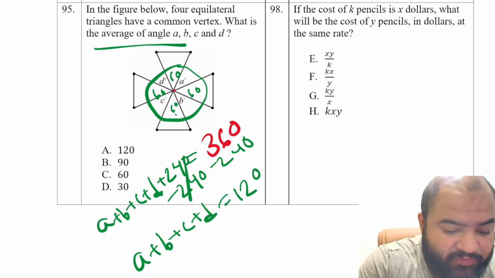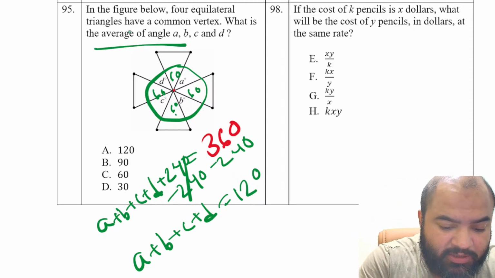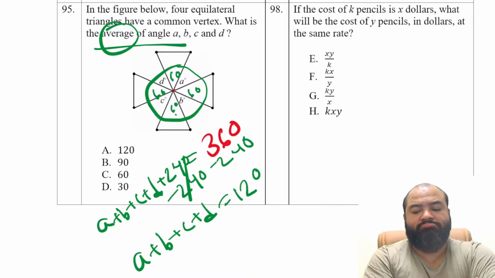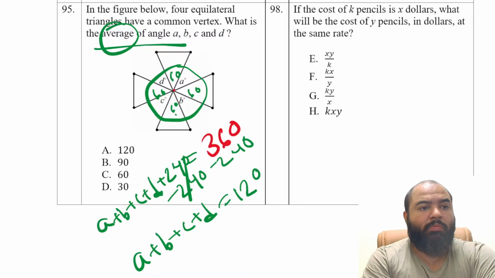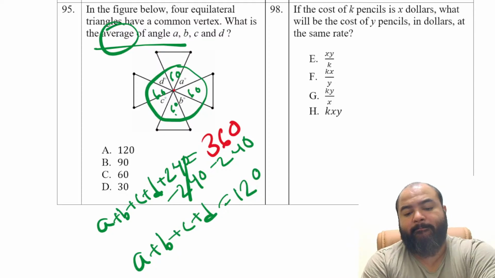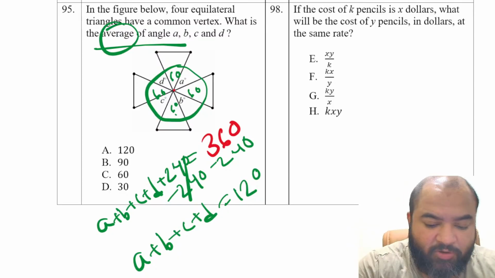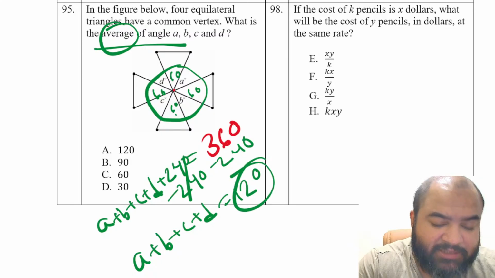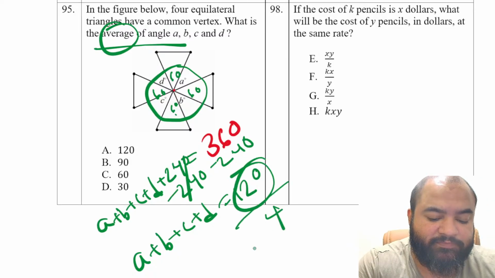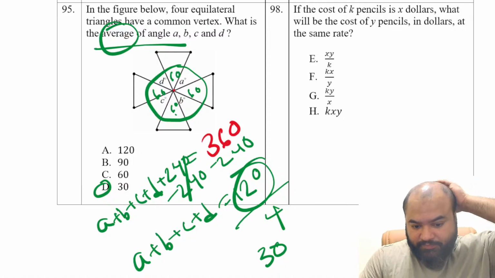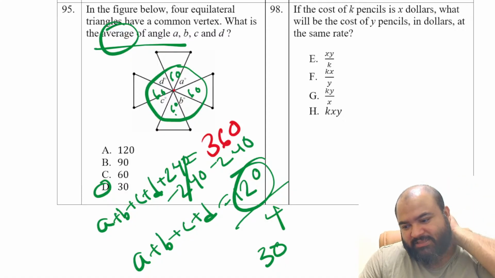Did they want the sum of A plus B plus C plus D or the average? How do we find the average? Yeah, we can just divide it by 4. There are 4 numbers, so 120 is the sum total, divided by 4 is 30. Make sense, guys?